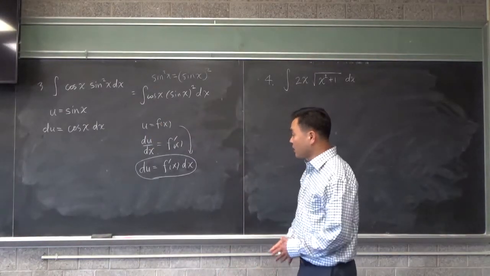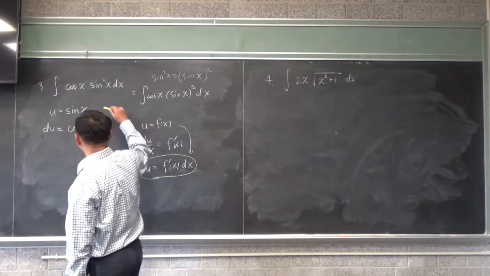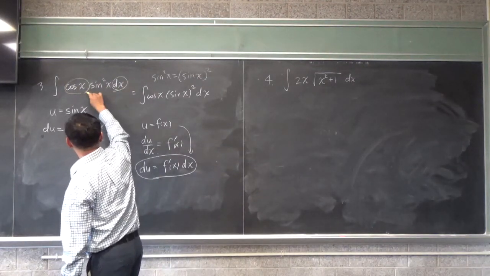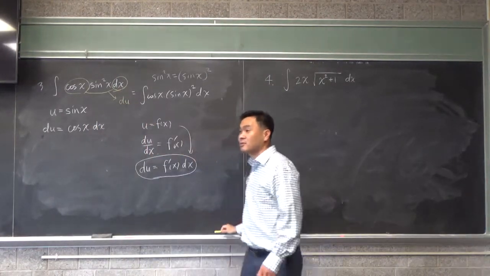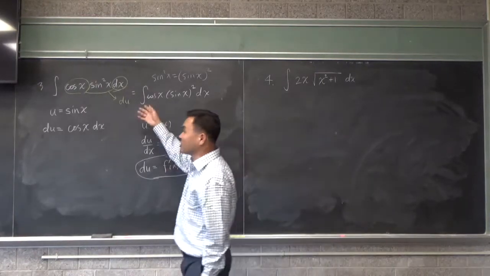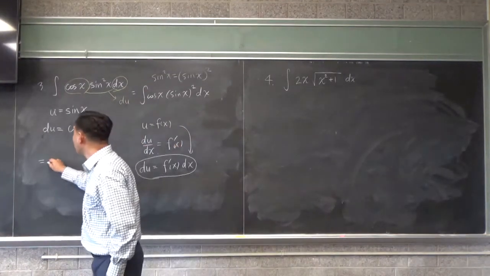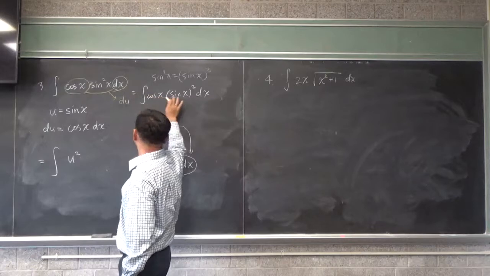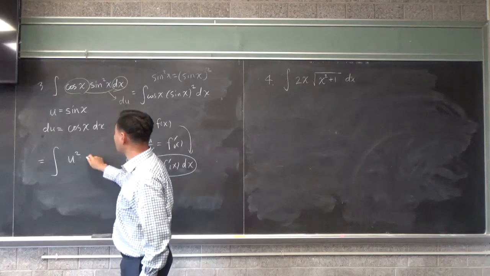But here's another thing that I like to do. Sometimes, when you look at the integral, you can actually identify which part is exactly the same as your du. See this one times this one? These two put together, that's the same as du, isn't it? Right? So if you notice that, you don't have to solve for dx and plug it in and cancel. You can just go straight to the answer that way. So what you can do is the integral of u squared, because sine squared x is really sine x to the squared, and u is sine x. And this cosine x dx turned into du.